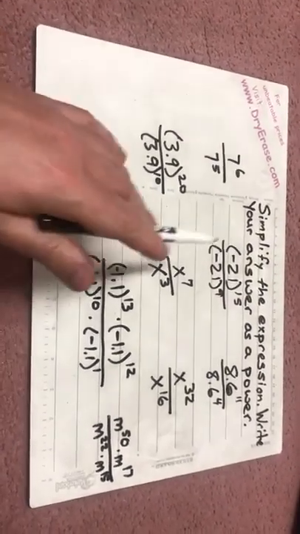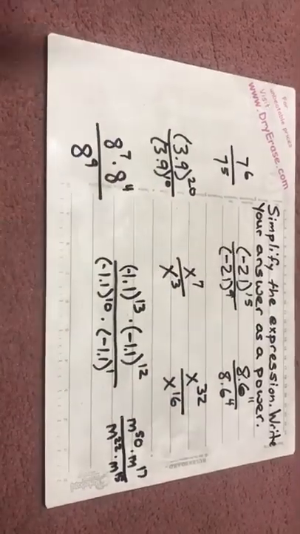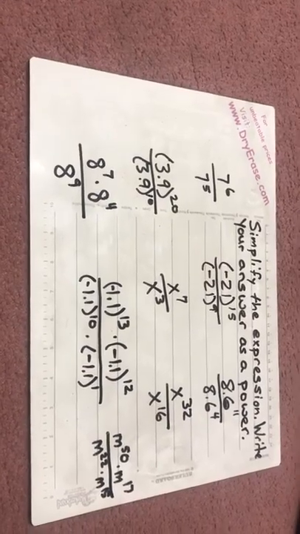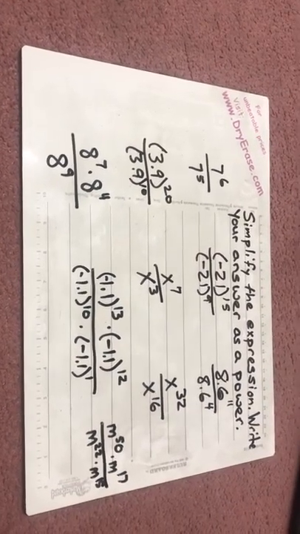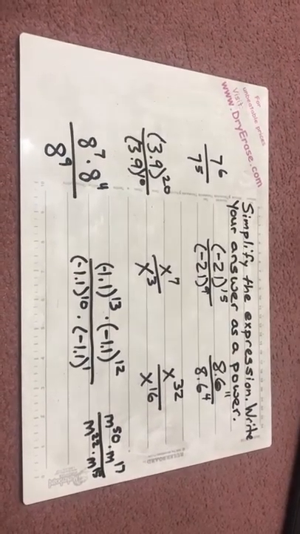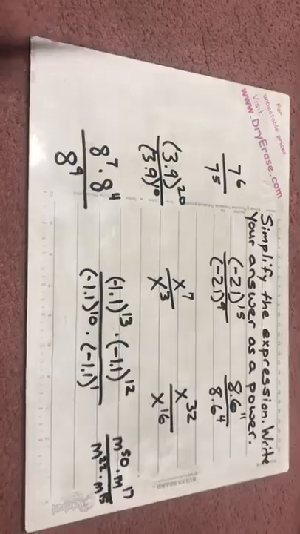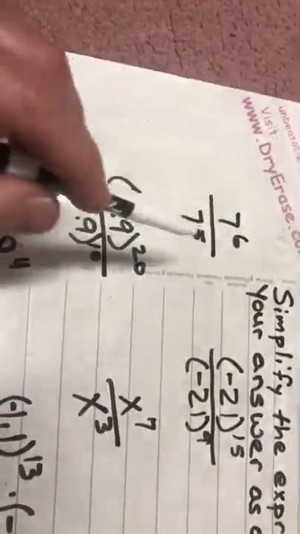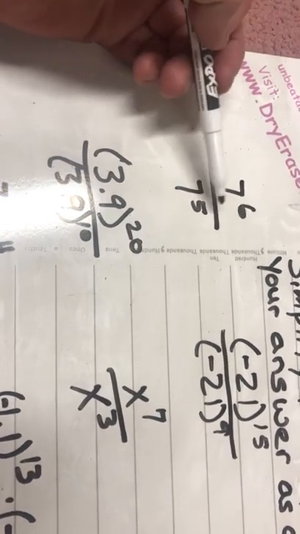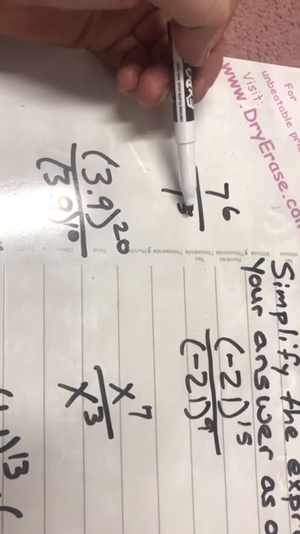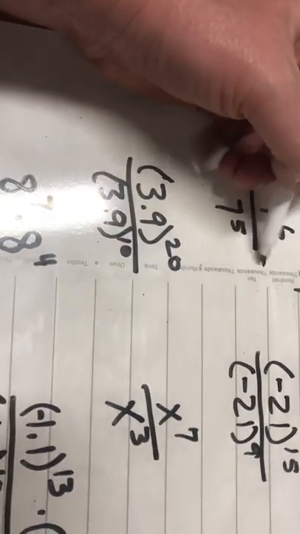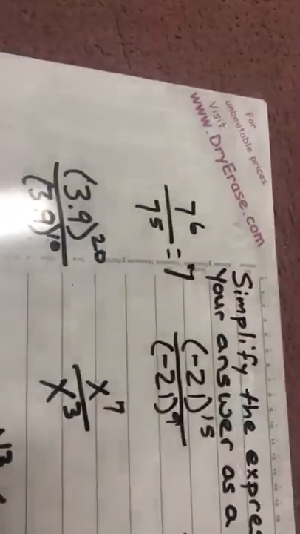Monday, May 11th. Simplify the expression, write your answer as a power. So essentially, this is division. And as we've talked about, when we divide exponents, as long as they have the same base number, we just subtract the exponents. So for the first one, 7 to the power of 6 divided by 7 to the power of 5, all I'm going to do is 6 minus 5. Well, 6 minus 5 is 1, but I don't like to use 1 as an exponent, so it's 7 to the power of 1, but I understand that just to be 7.